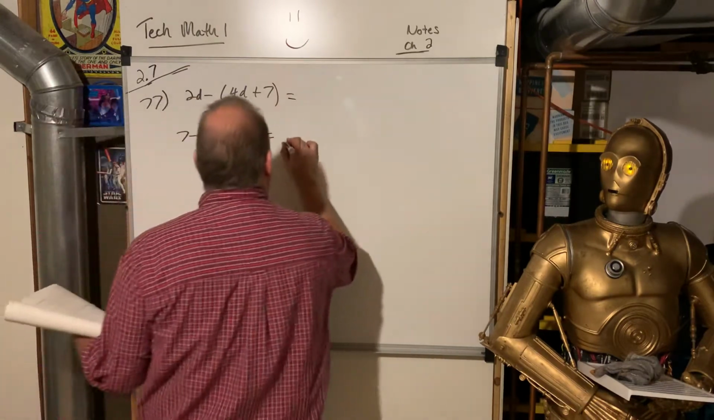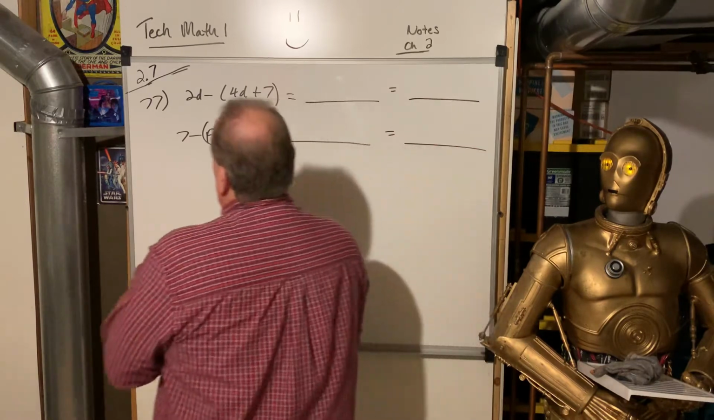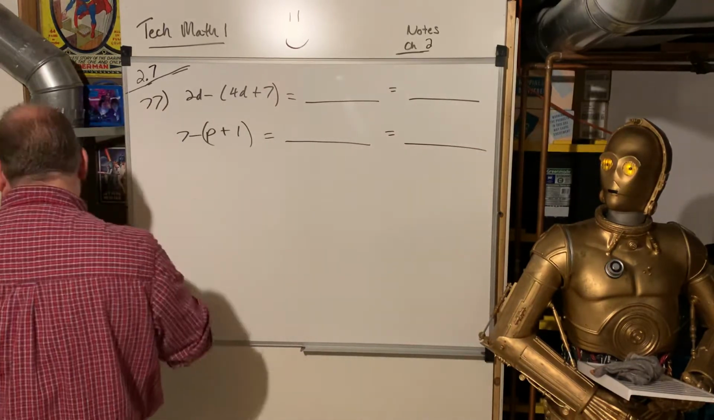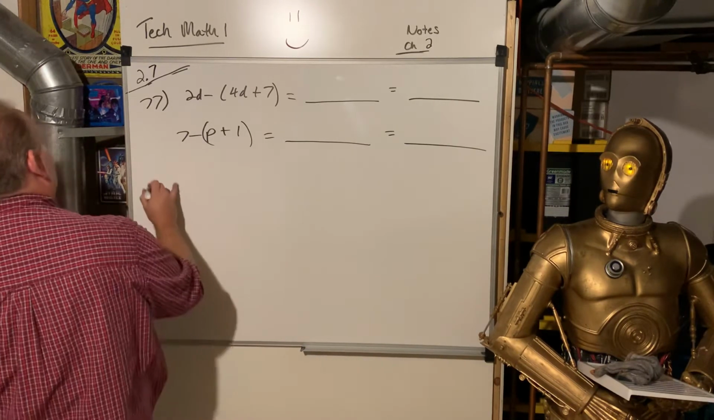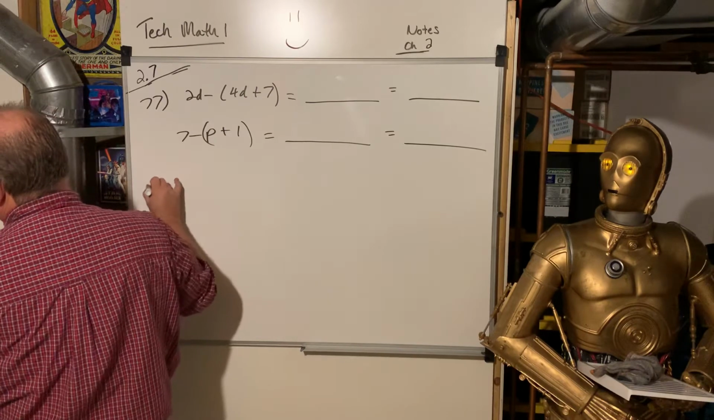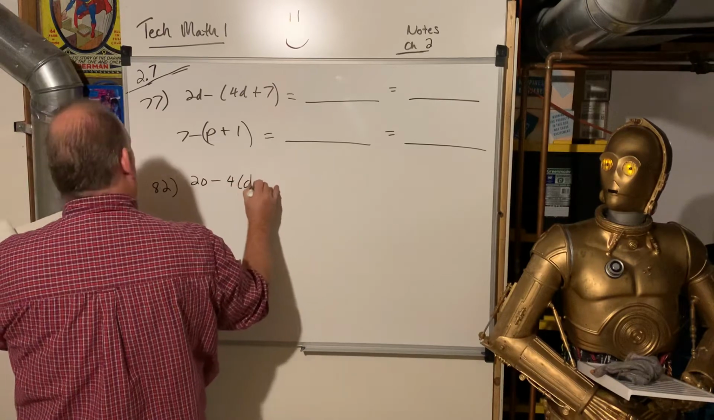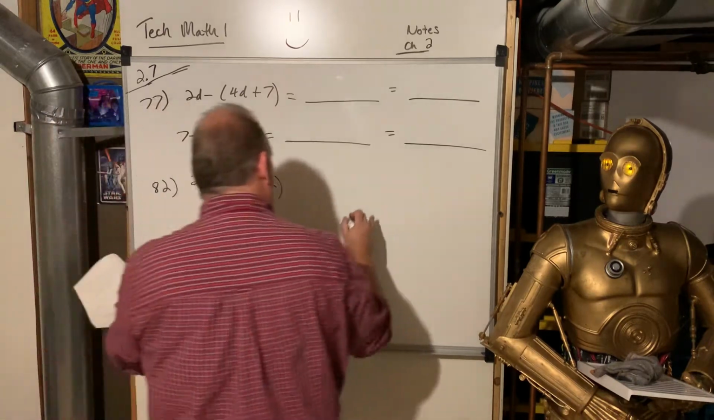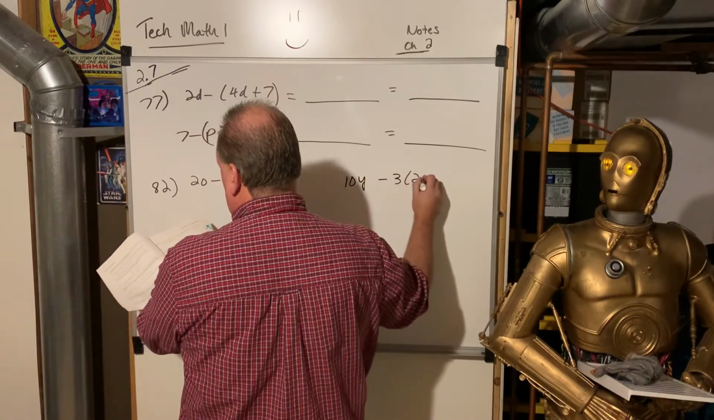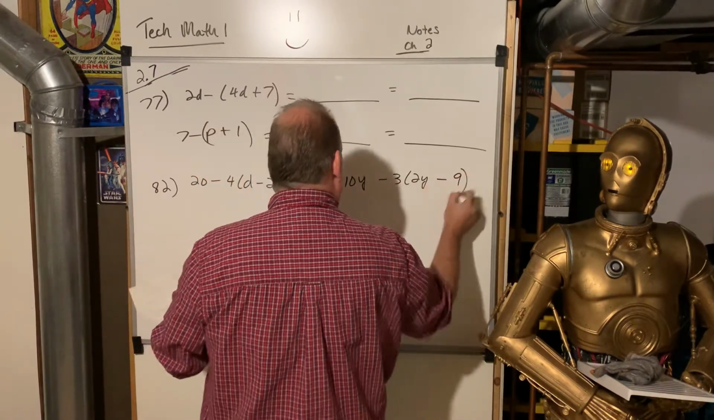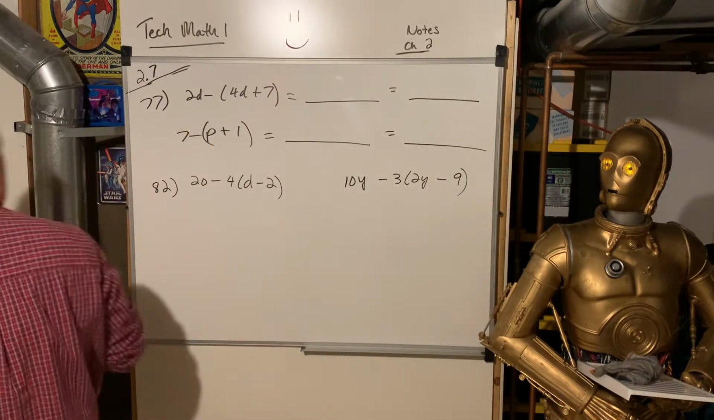Again, they have an equal sign built in here because they want you to work it out going lengthwise instead of going downward widthwise. So let's look at 77 and let's look at 82. Okay, so they're not equations, they're expressions. We're just going to simplify them.